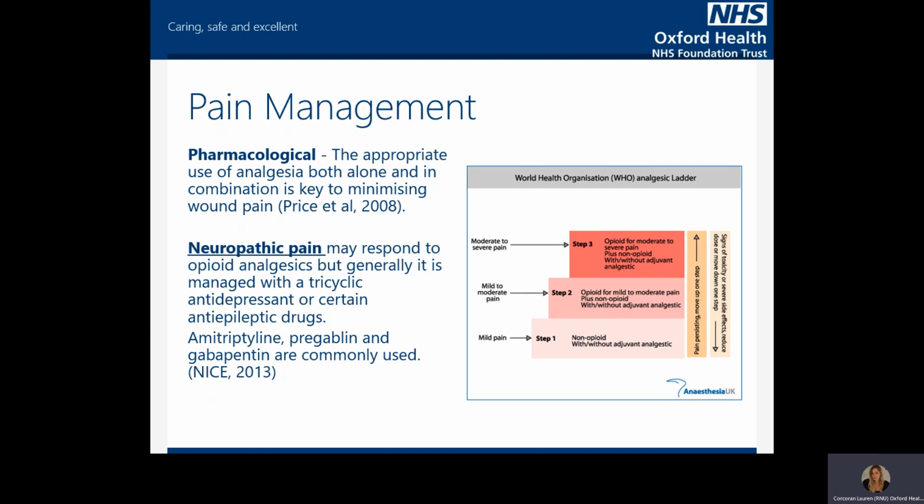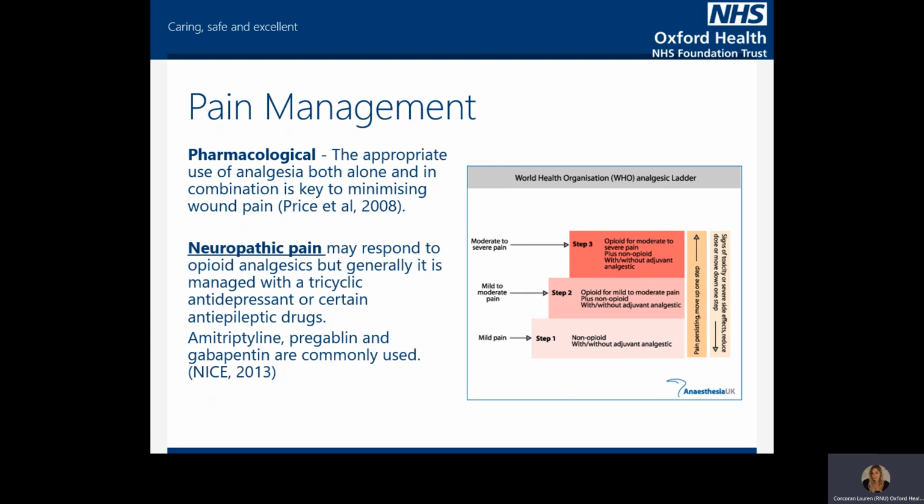Okay, then neuropathic pain. There's the analgesic ladder, more so for nociceptive pain, and then neuropathic pain. The reason it's so important to determine the difference between the pain that the patient is experiencing is because neuropathic pain can be treated differently. It may respond to opioid analgesics, but generally it should be managed with a tricyclic antidepressant or certain anti-epileptic drugs. Examples of these are amitriptyline, pregabalin, and gabapentin. Those are the ones that are commonly used.